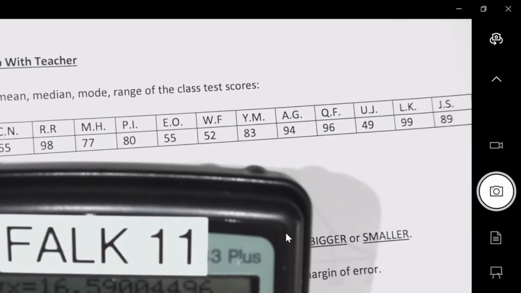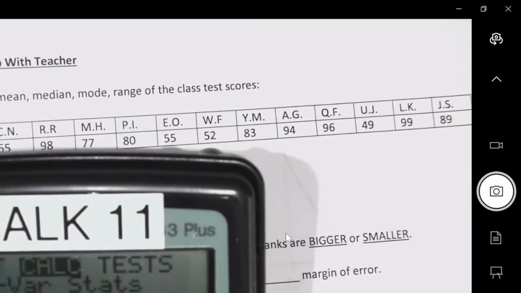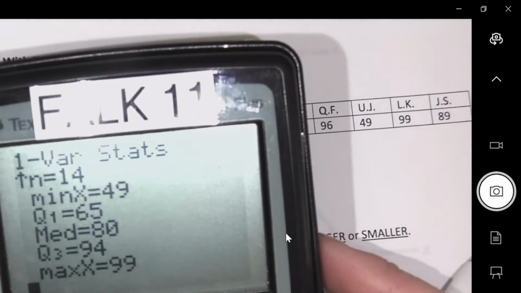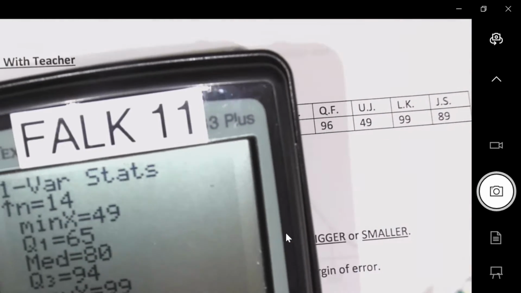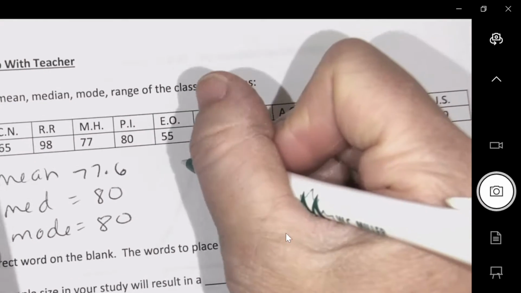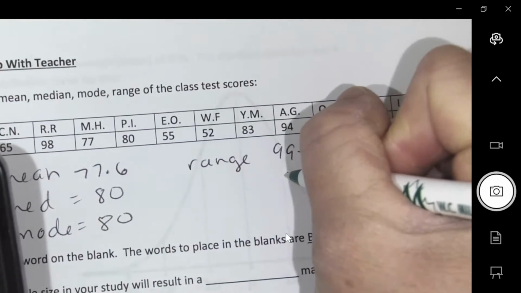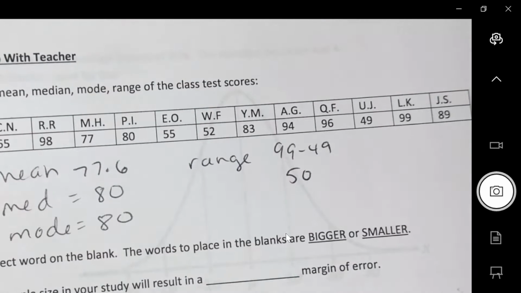So the mode is 80. The range, so on here the max was 99 and the min was 49. So the range is 50.